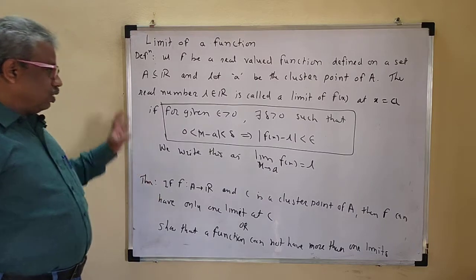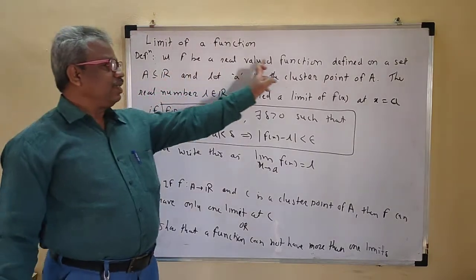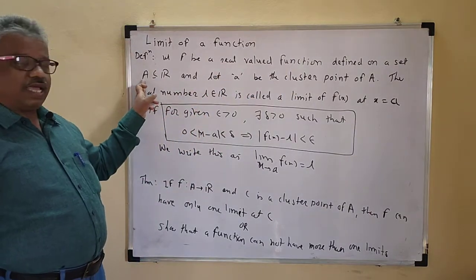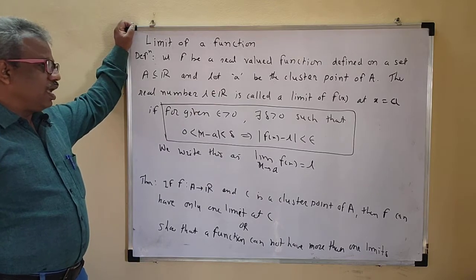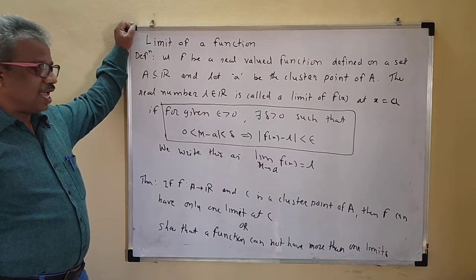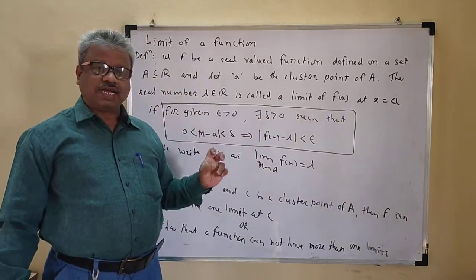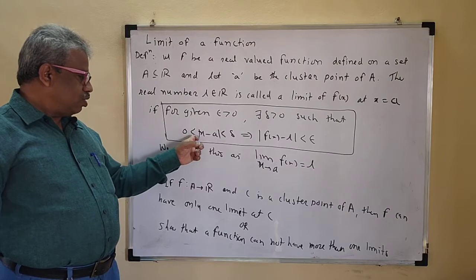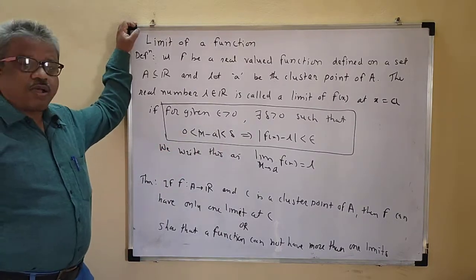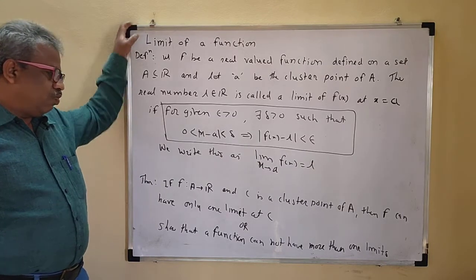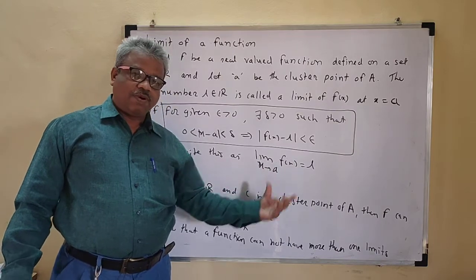Now we have to see the definition once again. Let f be a real valued function defined on a set A, which is a subset of R, and let a be a cluster point of A. Then L is the limit of f of x at x is equal to a if for given epsilon greater than 0, there exists delta greater than 0 such that 0 less than mod of x minus a less than delta implies that mod of f of x minus L less than epsilon. We write this as the limit as x tends to a of f of x is equal to L.